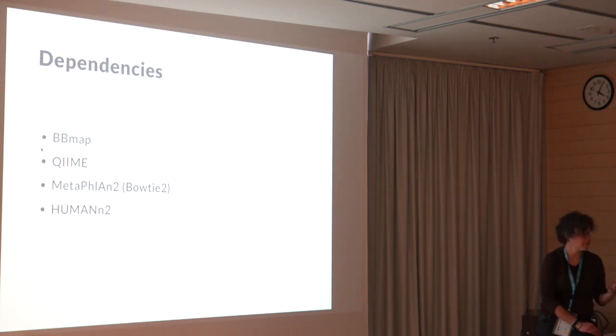YAM just needs 4 pieces of software: BBMap for the quality control step, QIIME to evaluate the alpha diversity, and MetaPhlAn 2, which depends on both Bowtie 2 for the community characterization and HUMAnN 2 for the functional characterization. We decided to drop HUMAnN 2 because it was not relevant for the project we were trying to make. And that's very easy in Nextflow. You can just add a condition, as we also saw this morning. So not much changes to the pipeline.